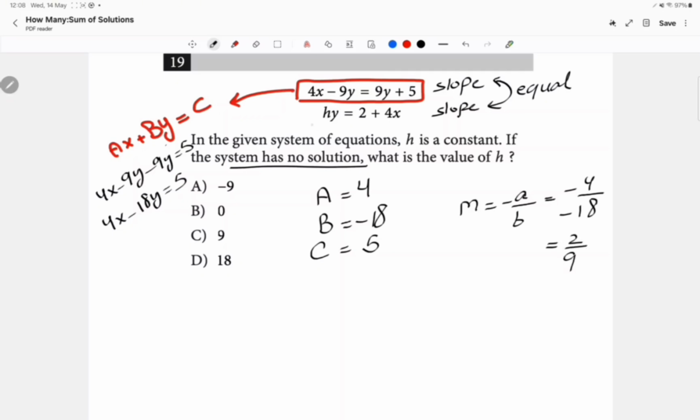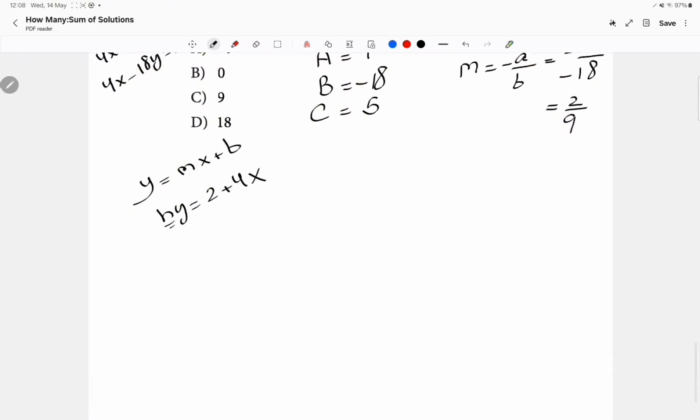We should equalize this slope to the slope of the second equation, which is hy is equal to 2 plus 4x. This equation is written in the form y is equal to mx plus b. So to clear the y from this h, divide everything by h. So divide this by h, divide this by h, divide this by h. So you're going to end up with y is equal to 2 over h plus 4x over h. And the slope is the coefficient of the x, which is 4 over h.